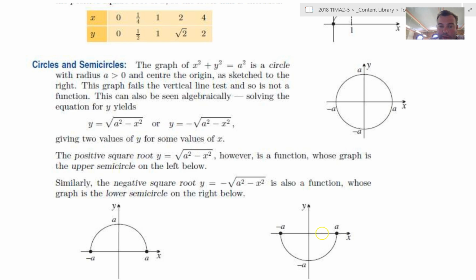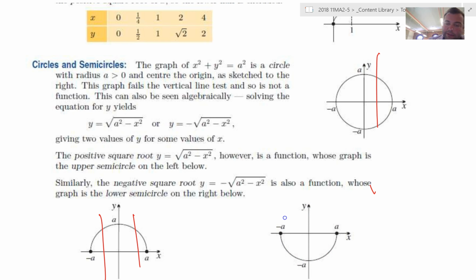We're not shuffling it away from the origin for the time being. A is the radius, so we've got a squared in there. That's the positive square root, that's the negative square root, a semicircle. A circle itself is not a function, right? It fails the vertical line test. These are functions because they pass the vertical line test.